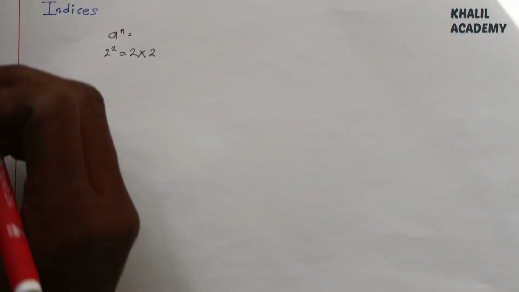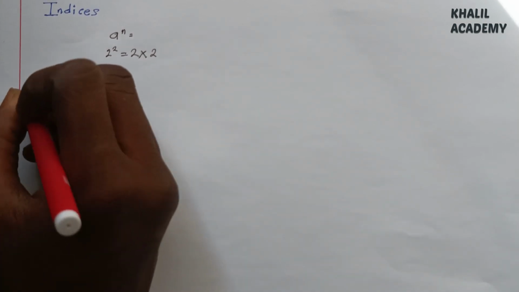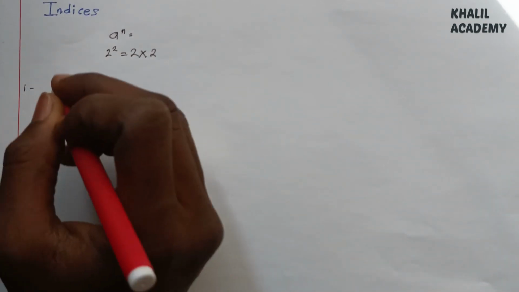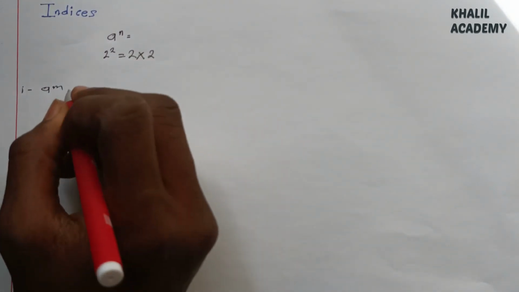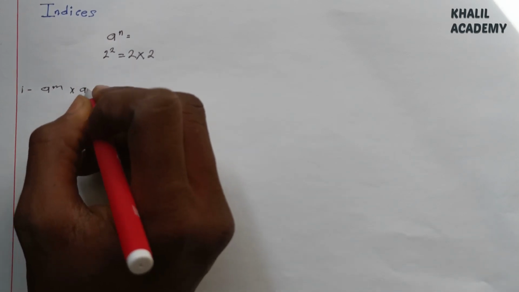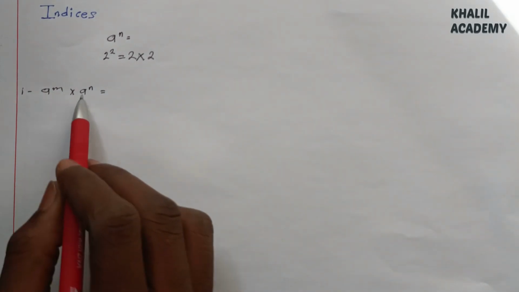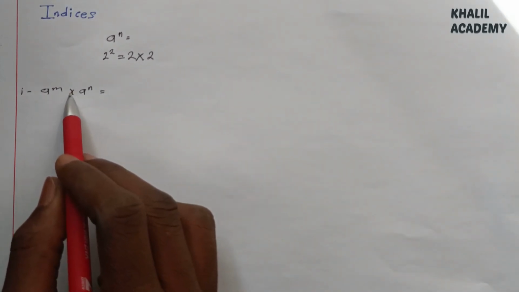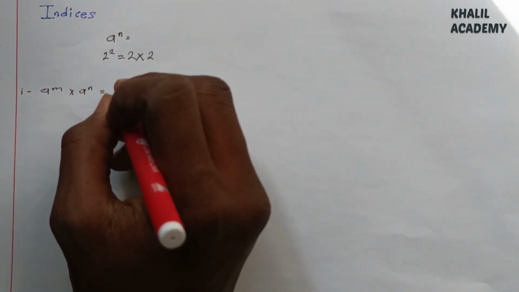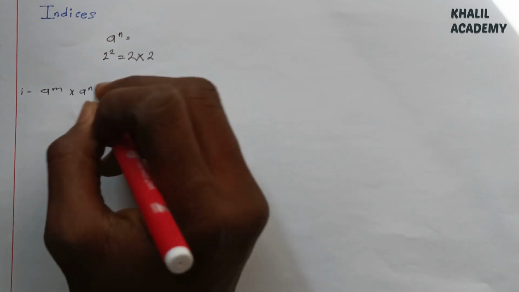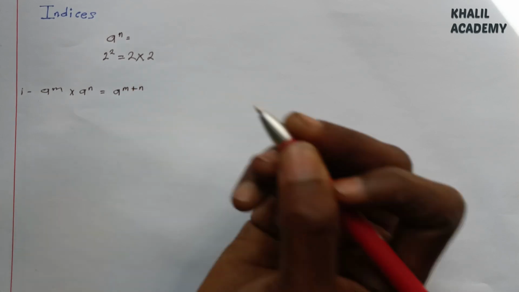Now we move on to the laws of indices. There are 7 laws of indices, and the first one is the multiplication law. If there is a^m multiplied by a^n, in this case the same base with a multiplication sign connecting the two, then for the multiplication law you just add the powers: a^(m+n).